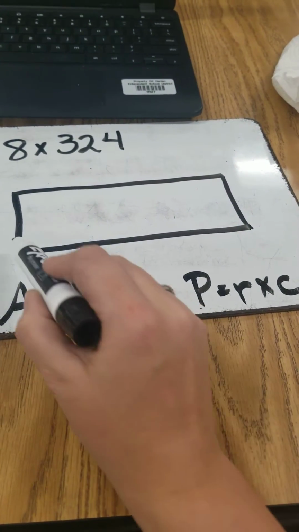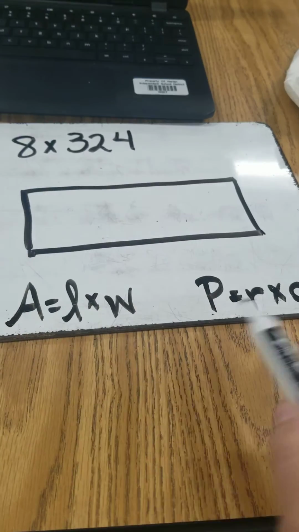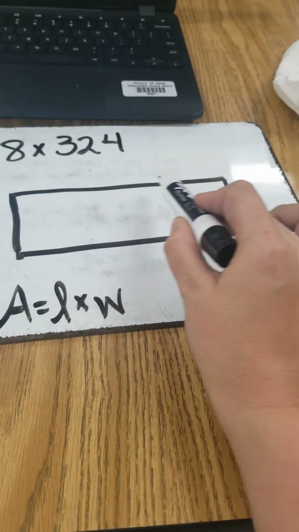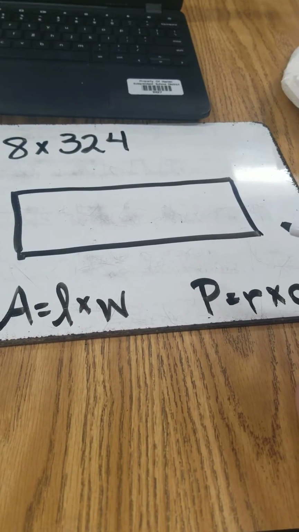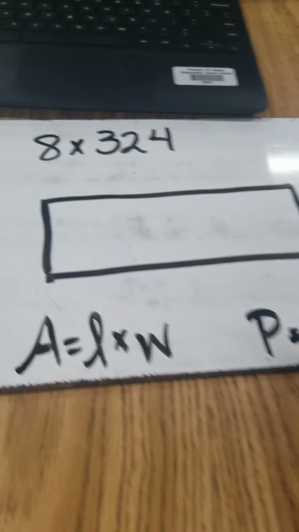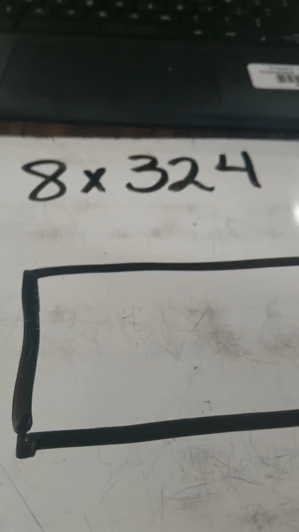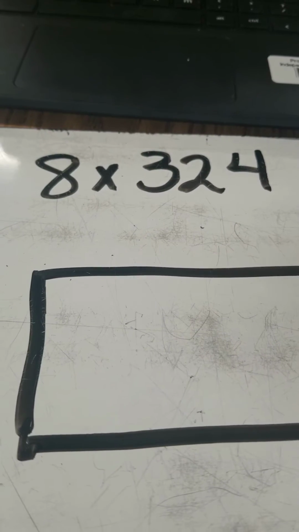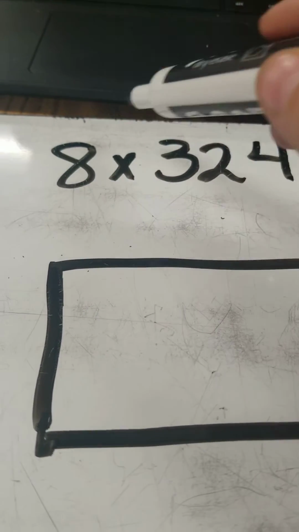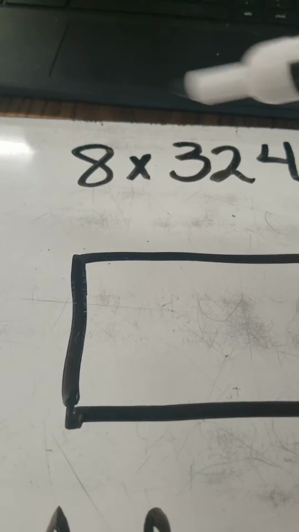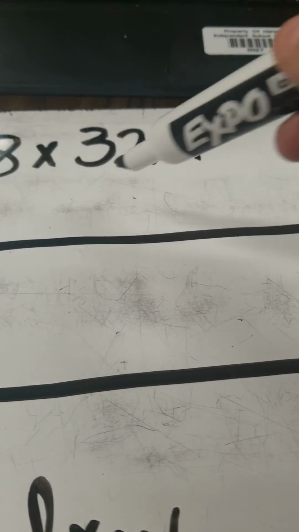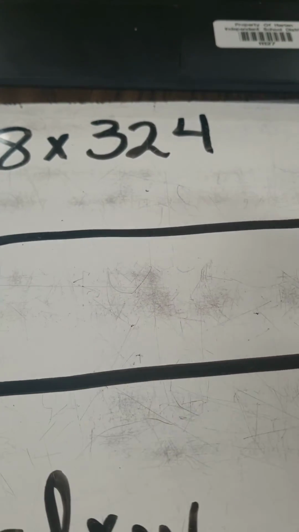The length, which is this side, is the number of rows that we have, and the width is the number of columns that we have across the top. So if we go back to our problem, we know that rows times columns equals our product. So we use our first factor to tell us how many rows that we have, and we place that here. The next factor will go across the top.